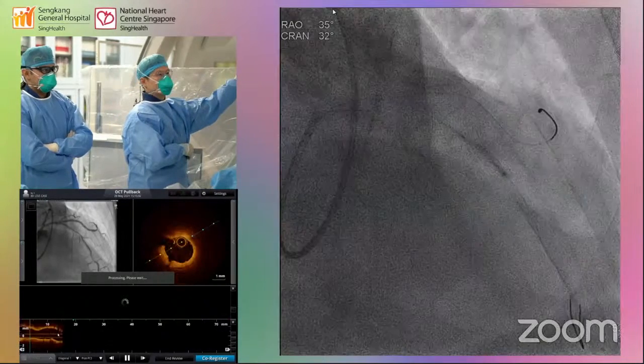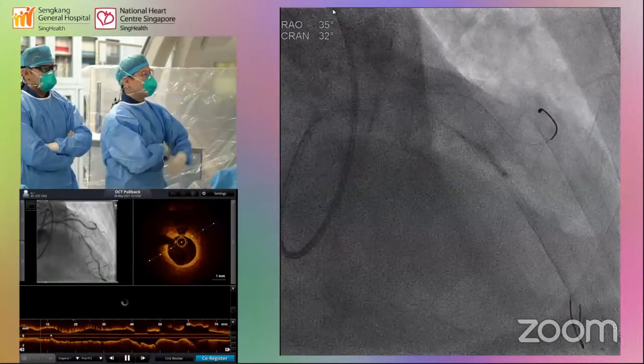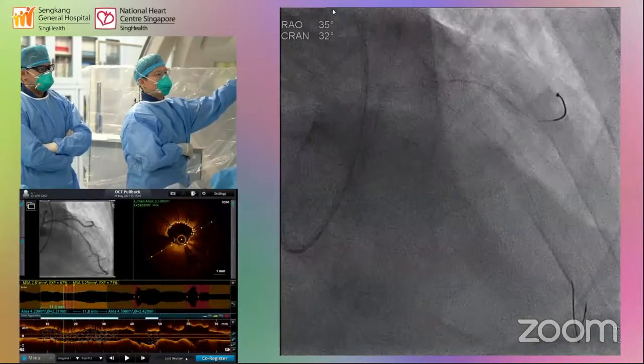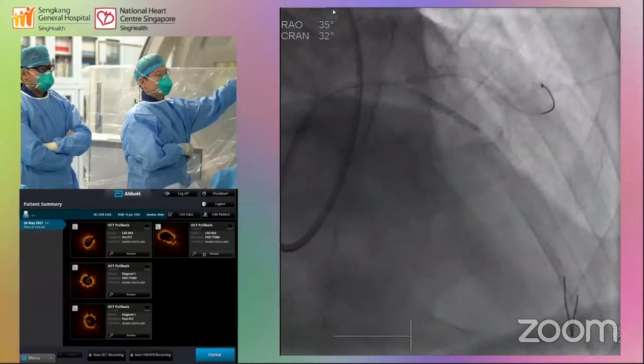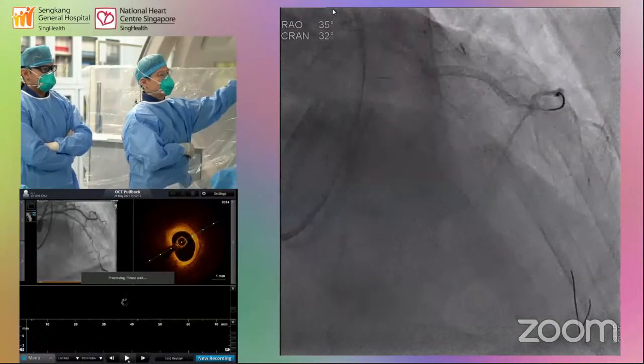All right. And then lesion preparation to the LAD. This was a 2.0 balloon, and then the non-compliant 2.5 NC.